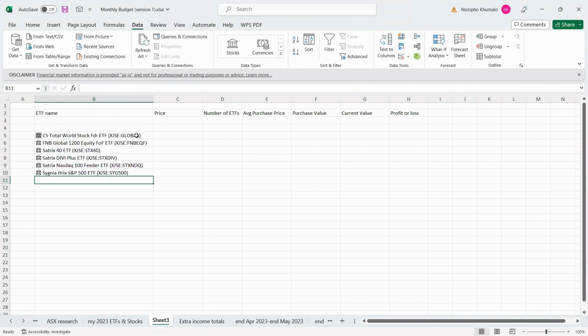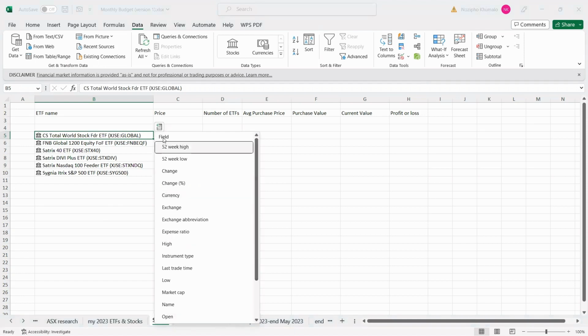The next thing that I want to do is to add the price. So how you do that, you click on the first entry. And you see there's this symbol that comes up. If I hover over it, it says Insert Data. So if I click on it, these are fields that I can use to build the table. So the first field is 52-week high. What is that? 52 weeks is 1 year. So 1 year high is talking about the highest share price that the Core Shares Total World has ever reached in the past year. 52-week low is the lowest share price that ETF has reached over the past year.